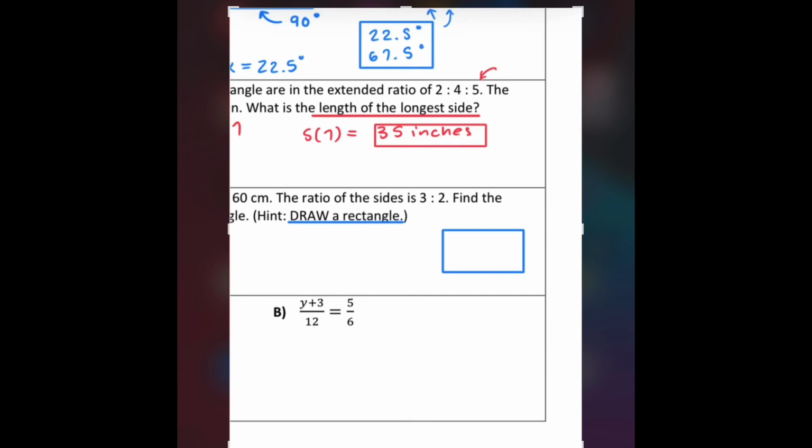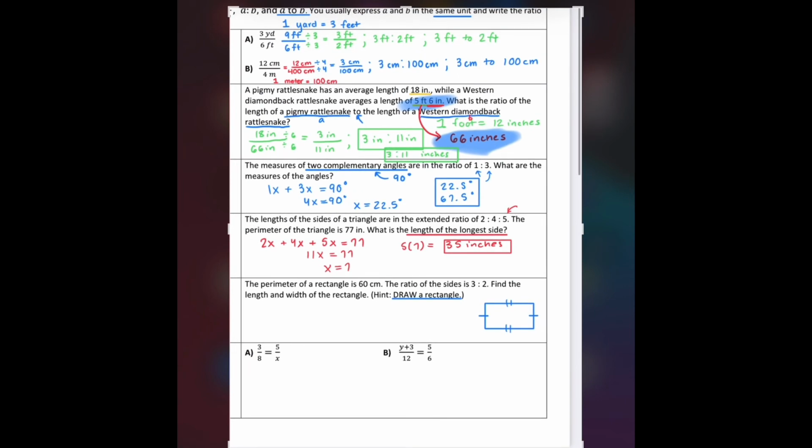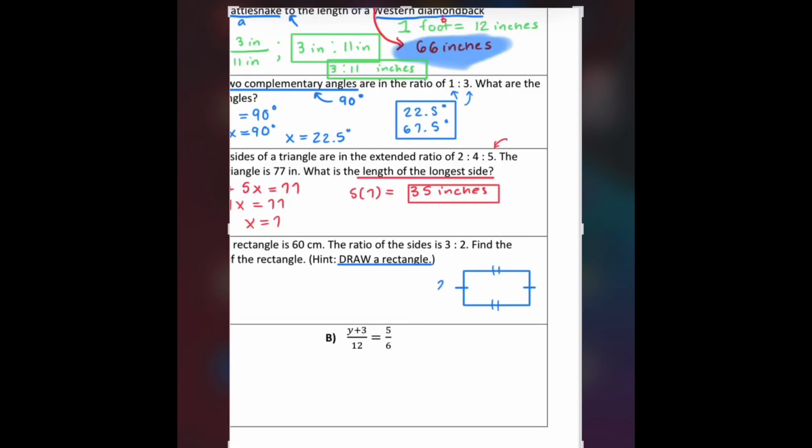We know that a rectangle is a type of parallelogram, which means that opposite sides are congruent. So really, they only gave us 2 of the side measures, but that's all we actually need, or 2 expressions that represent the sides, because we know that the opposite sides are congruent. So the 2 smaller sides are going to represent the 2 x's, and the longer sides are going to represent the 3 x's.